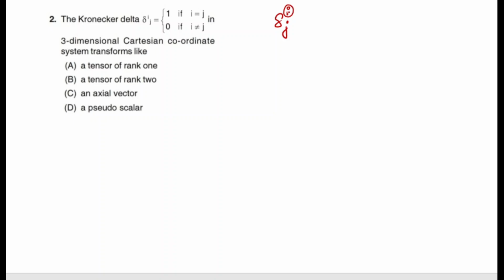Here i and j are the two different indices. If we have two different indices, it means it is a rank 2 tensor. They have not given what kind of tensor it is, whether covariant, contravariant, or mixed. So according to the definition, it is a mixed tensor of rank 2.